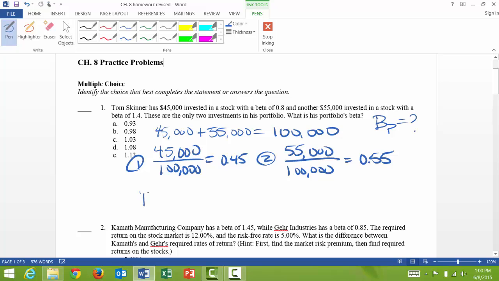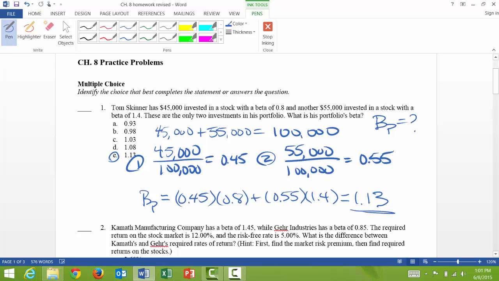So when we do the final equation to get the beta of the portfolio, I take the first weight of 0.45 times the beta of the first stock, 0.8, plus the second weight, 0.55, times the beta of the second stock of 1.4. When I multiply that out in my calculator, I get 1.13 as the beta of the combined portfolio. So that is answer E.